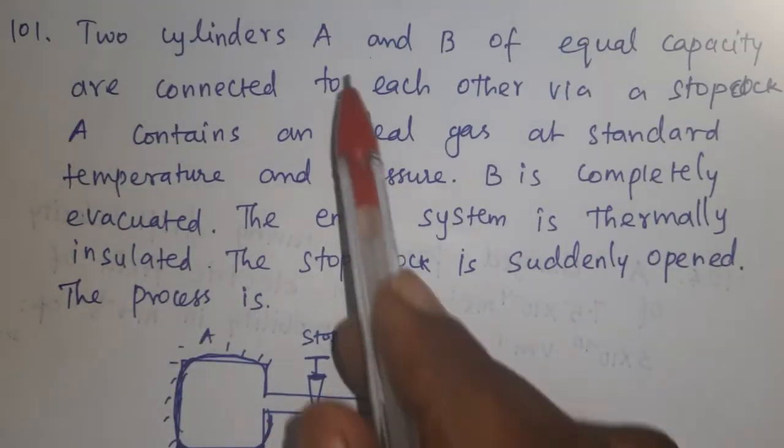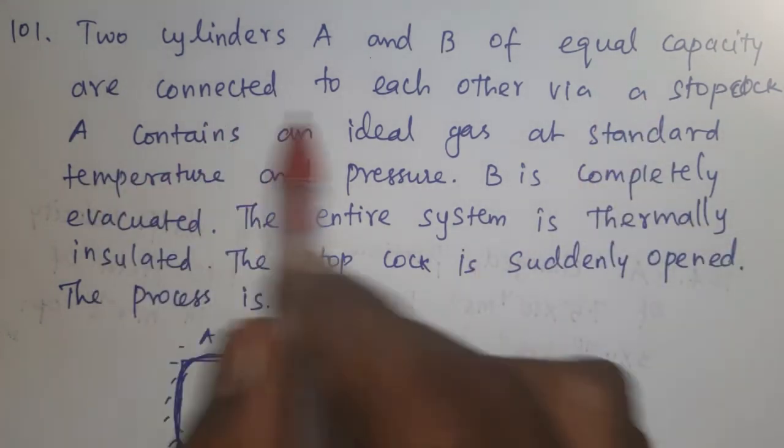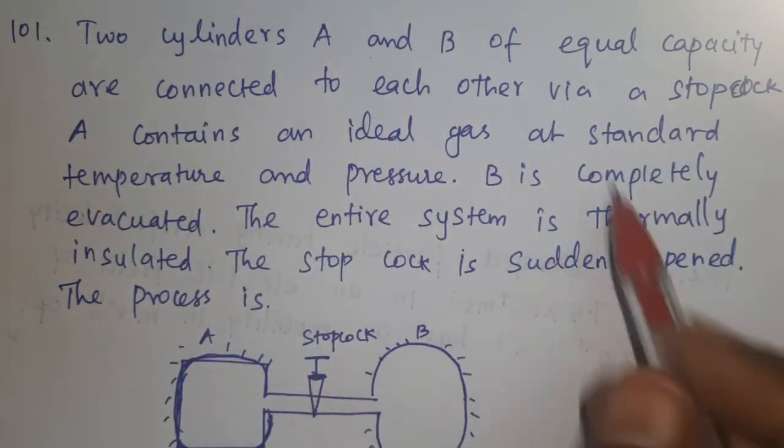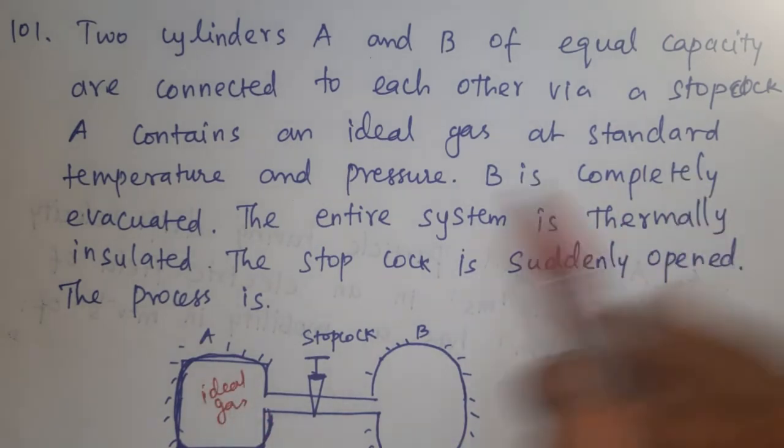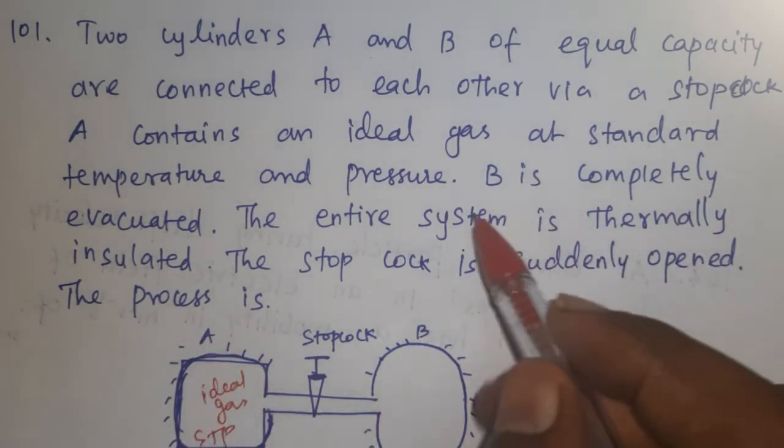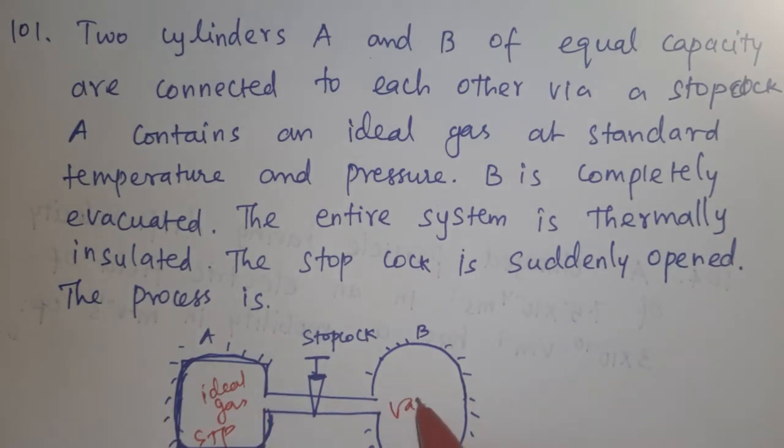Two cylinders. These are two cylinders A and B of equal capacity connected to each other via a stopcock. A contains ideal gas at standard temperature and pressure. B is completely evacuated, so this is vacuum. The entire system is thermally insulated.